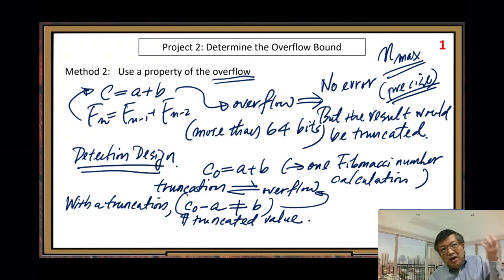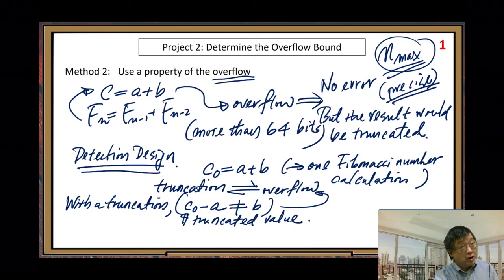In other words, after you get a new Fibonacci number, you subtract one of the operands used in the addition, and the result won't be equal to the other operand. Then you detect that overflow occurs. So you find the upper bound, little n max, which won't cause overflow, but this number plus 1 would cause overflow. That's your detection separation point. So you stop.